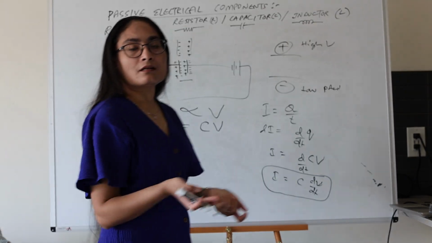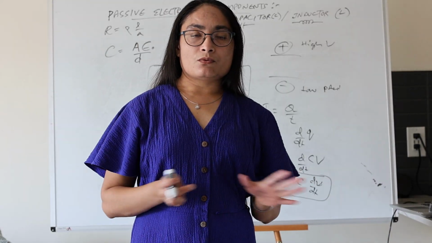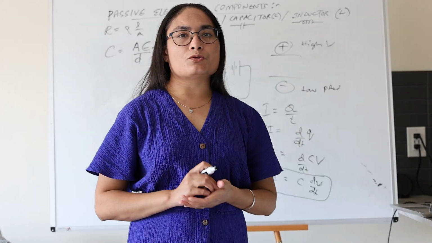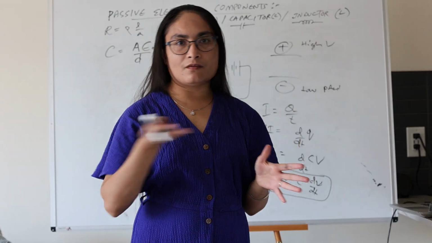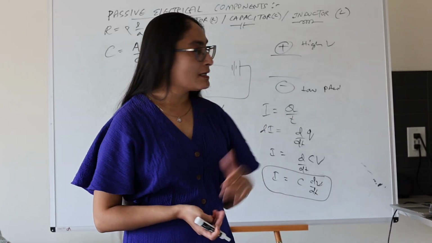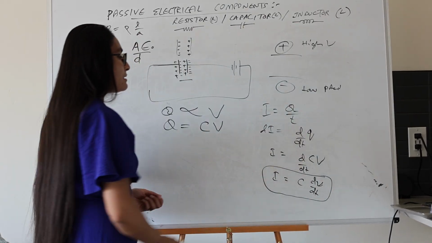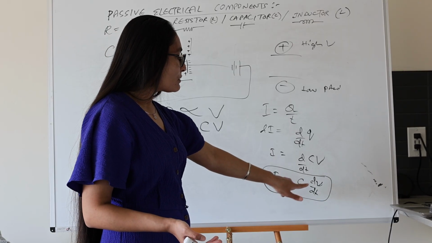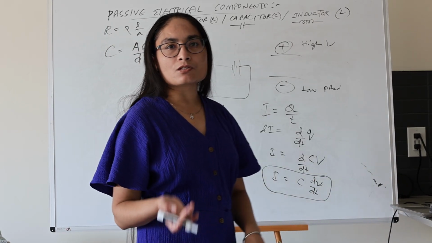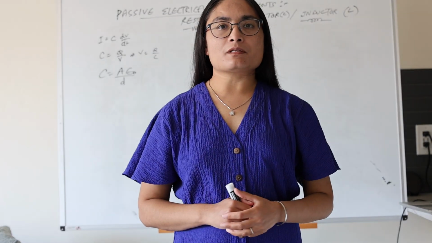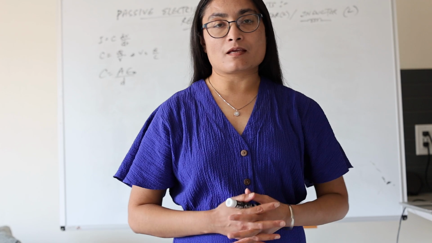Remember, for the resistor, the voltage and current were directly proportional to each other, so we got a straight line if we drew it on a graph with V on the x-axis and I on the y-axis. In this case, for a capacitor, I is directly proportional to the rate of change of voltage, not just the voltage. Now that we have the fundamentals down, we can move to more interesting things.